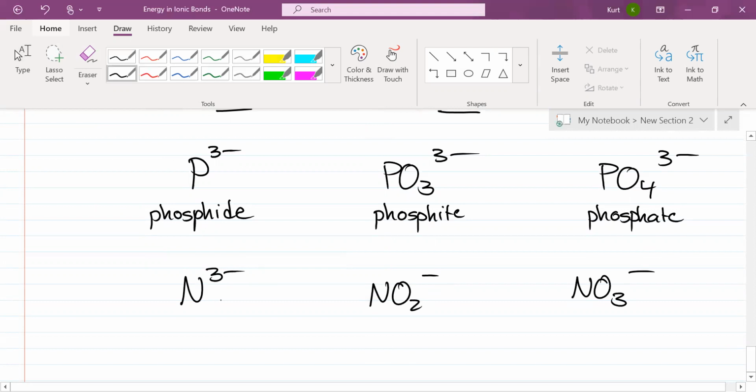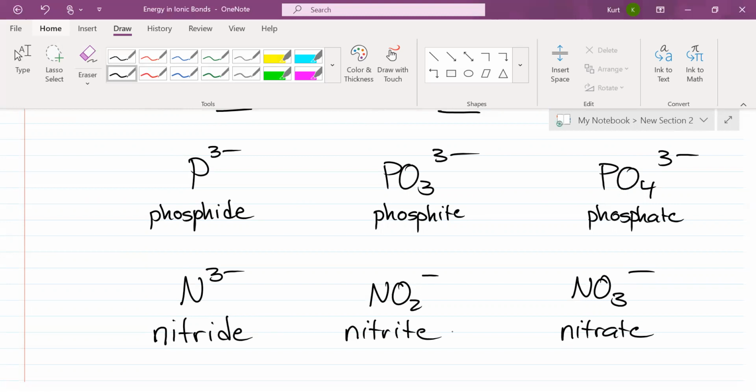What is N with the -3 charge? Nitride. What is NO3 with the -1 charge? Nitrate. What is NO2 with the -1 charge? Nitrite. You need to pay attention to those names because it does make all the difference. If you thought nitride was nitrate, well, look at the charges. Nitride is -3. Nitrate is -1. So that is a really big difference.